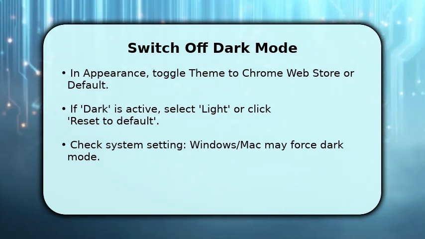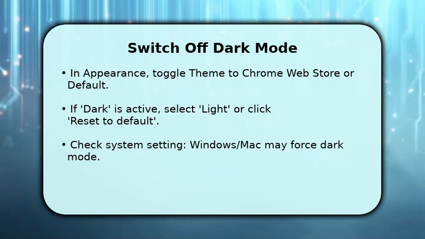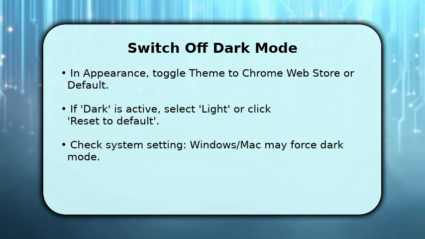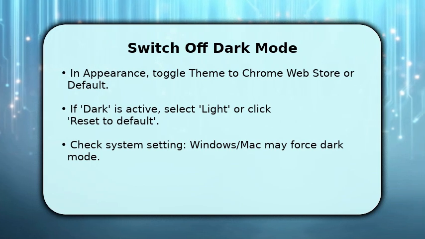Also check the Use System Theme option. Some installations sync with Windows or Mac OS Dark Mode, which can re-enable dark visuals. If that's on, change your OS appearance or disable the sync so Chrome stays light.